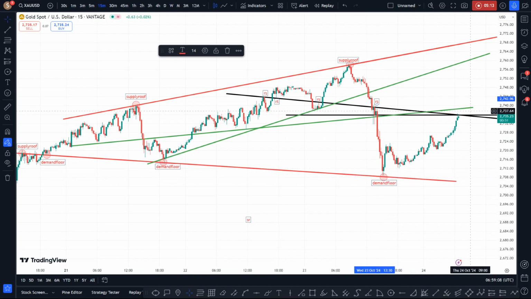So now you see price returns here because we have very strong price action at this level. A very strong price action if you look very well. So price returns here to face what is here as a supply roof.